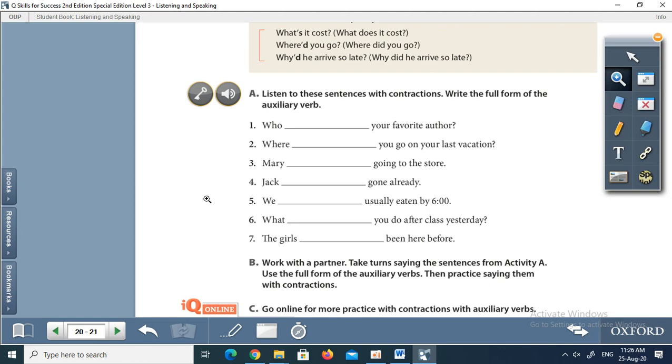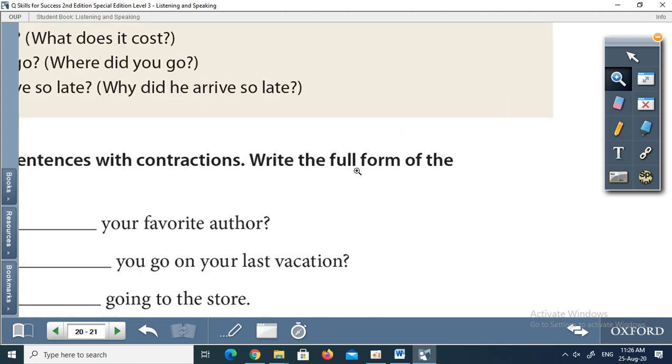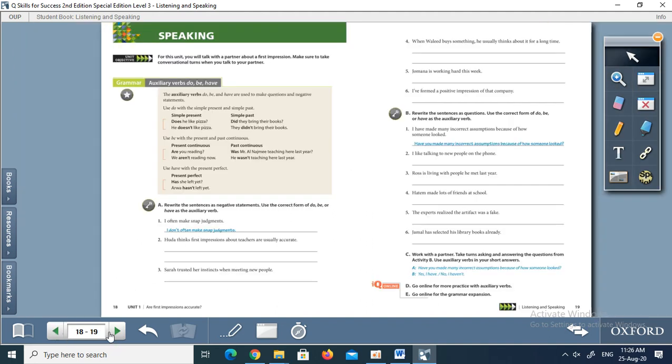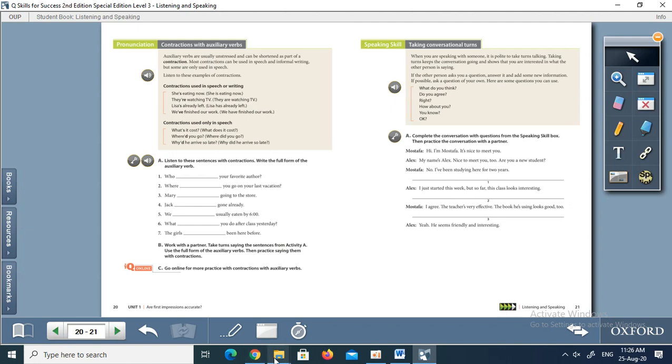All right. What I need you to do is take your pen in hand. I am going to read the contracted version of the verbs, and I need you to put the long form, the full form.